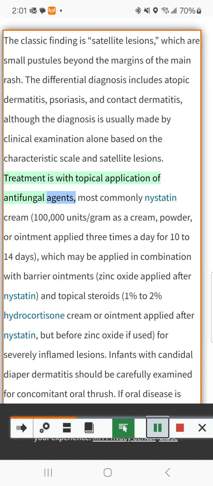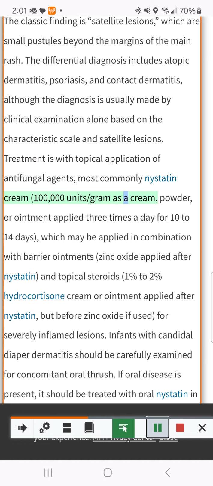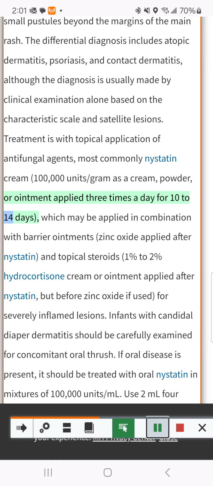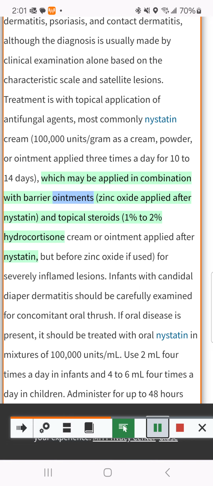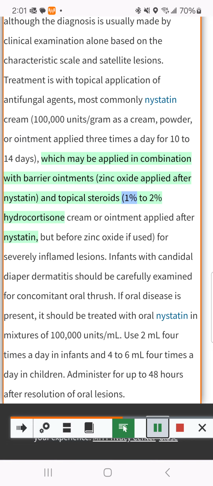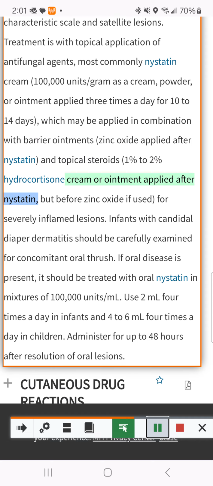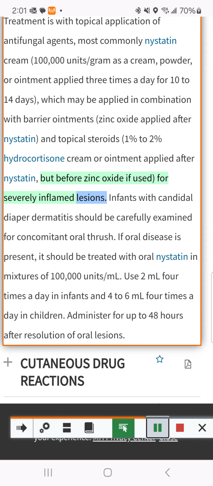Treatment is with topical application of antifungal agents, most commonly nystatin cream, 100,000 units per gram as a cream, powder, or ointment applied 3 times a day for 10 to 14 days, which may be applied in combination with barrier ointments, zinc oxide applied after nystatin, and topical steroids, 1% to 2% hydrocortisone cream or ointment applied after nystatin, but before zinc oxide if used, for severely inflamed lesions.